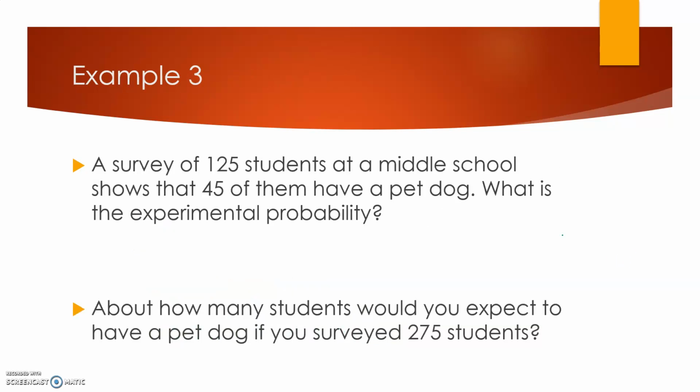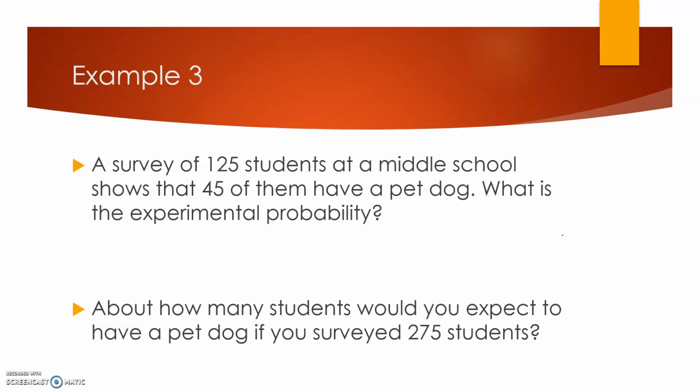All right, so a survey of 125 students at a middle school shows that 45 of them have a pet dog. So there's our experiment that they actually took this survey. They could repeat this survey and ask a different 125 students. They didn't ask all of the students at the middle school. They only asked some of them, and that's what makes it experimental probability in this case.